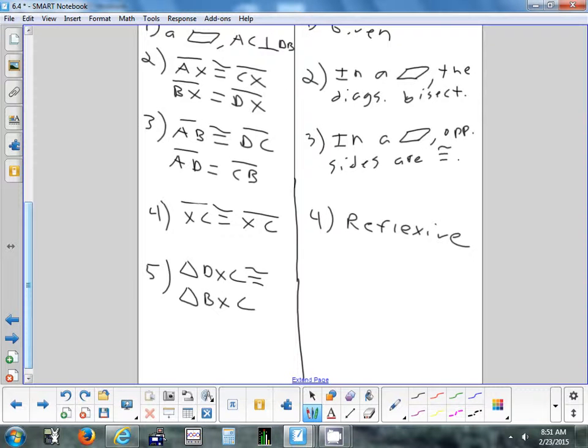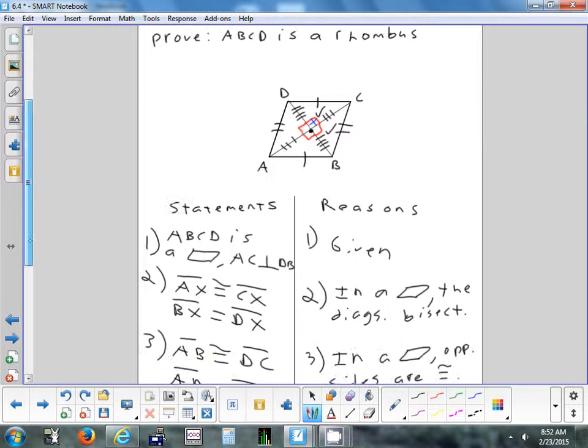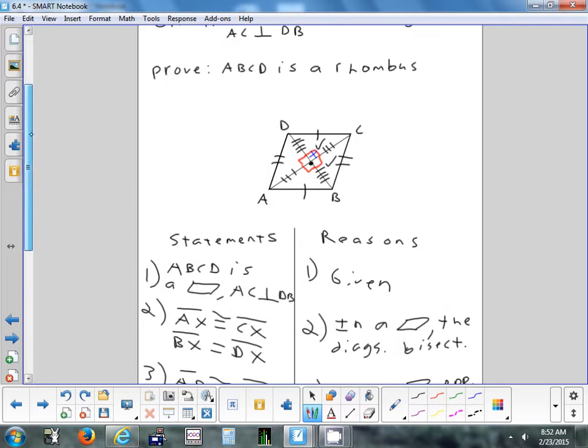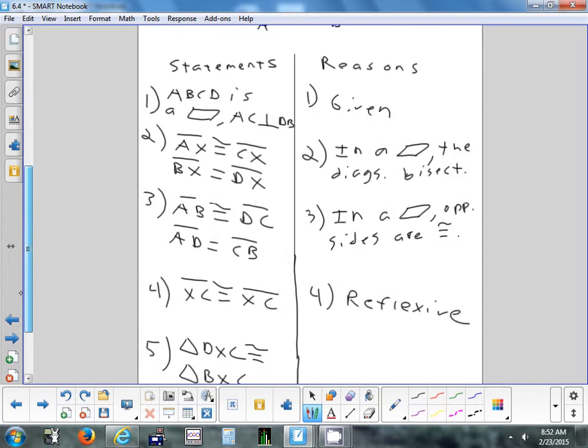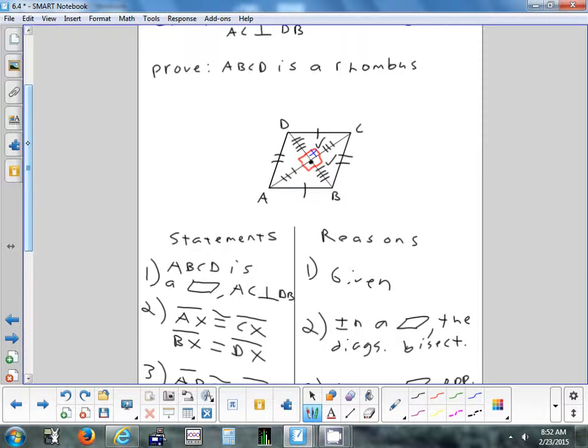If you're ever not sure, just compare the letters and make sure they match up. Do you want DX and BX to be the same? Yep. Do you want XC and XC to be the same? Yep. How about DC and BC? Yes. We want DC and BC to be the same. Okay, and the reason? Side, angle, side.